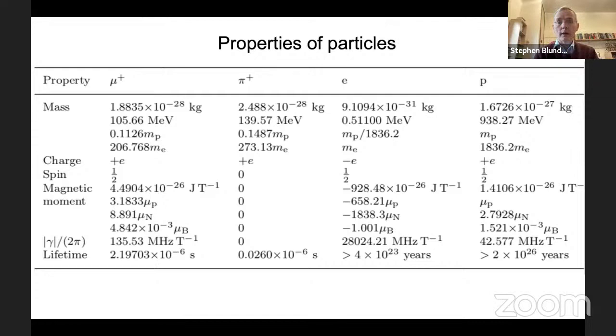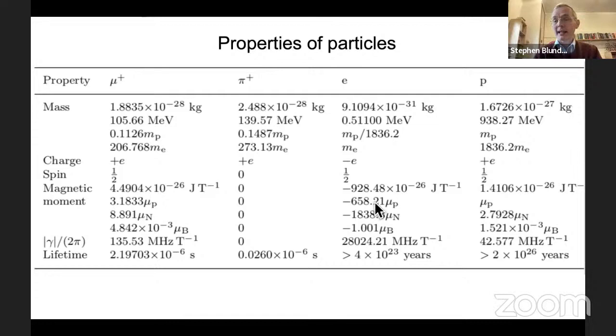Similarly, electrons come in either charged state, but in condensed matter physics we're usually dealing with negative electrons and positively charged protons. Something that the muon, the electron and the proton all have in common is that they are spin 1/2 particles. And this means they have a magnetic moment. And the magnetic moment is inversely proportional to the mass. So the most massive particle on this list, which is the proton, has the smallest magnetic moment. Similarly, the electron, which is the lightest particle, has the largest magnetic moment.